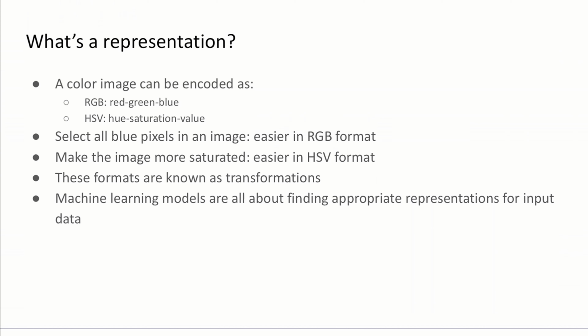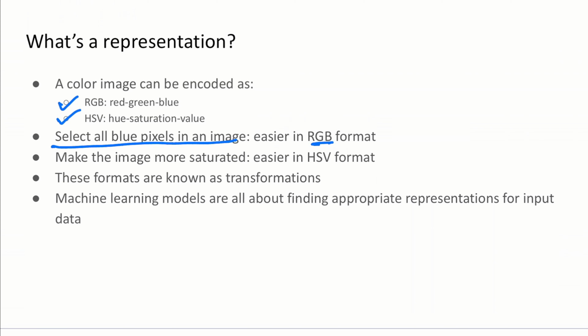But if you have ever worked with images, you know that images can be encoded in many different formats. One of the formats is RGB, that's the most common format, which is red, green, and blue. They can also be encoded as HSV, which is hue, saturation, and value. So if you have a task which says you have to select all the blue pixels in an image, this task is much easier in RGB format because you already have red, green, and blue values.